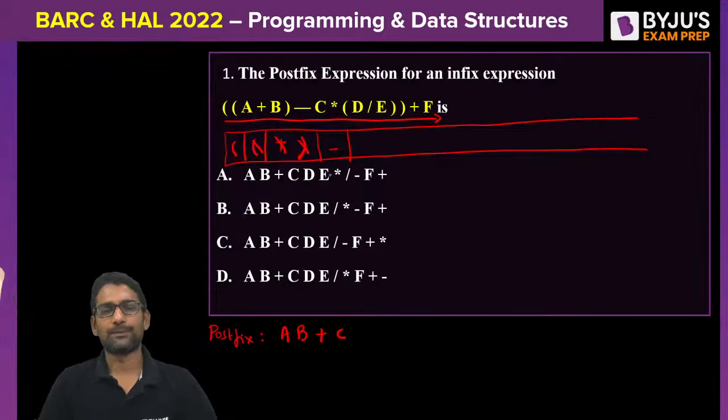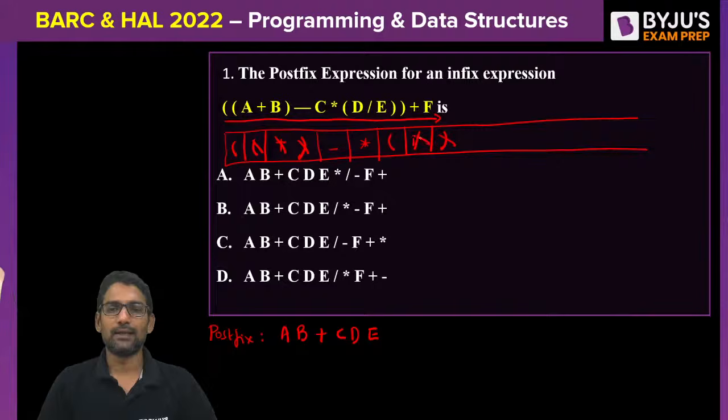Then multiplication. Multiplication has more priority than the top of the stack, so simply we will push it onto the stack. Then we have left parenthesis. Then D, which is an operand, we will keep it in the postfix expression. Then we have division. As the top has left parenthesis, simply push onto the stack. Then E.